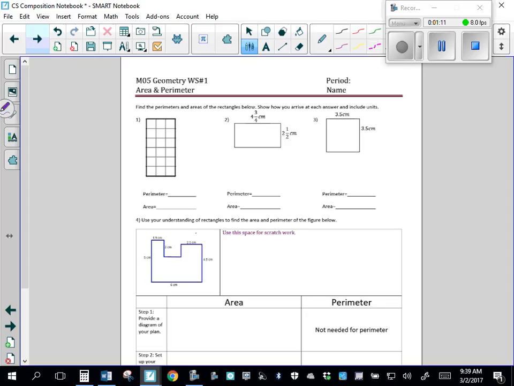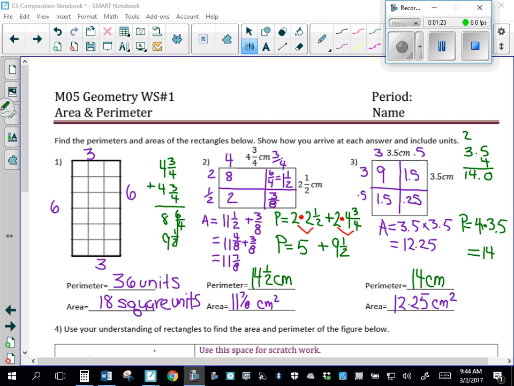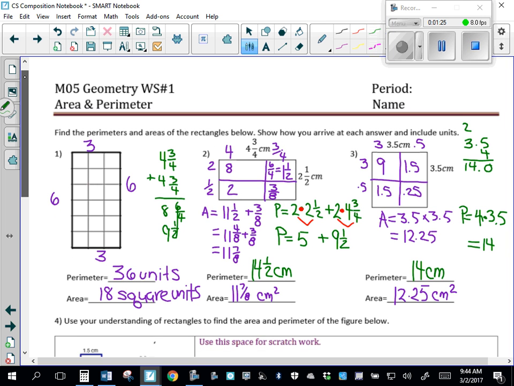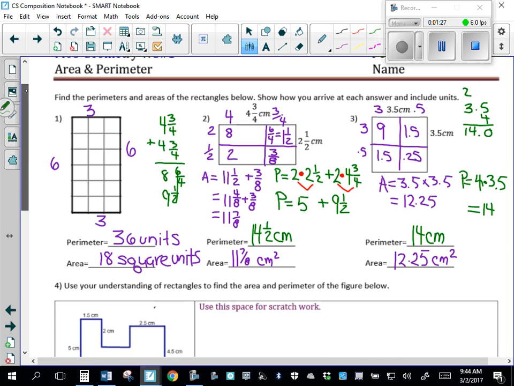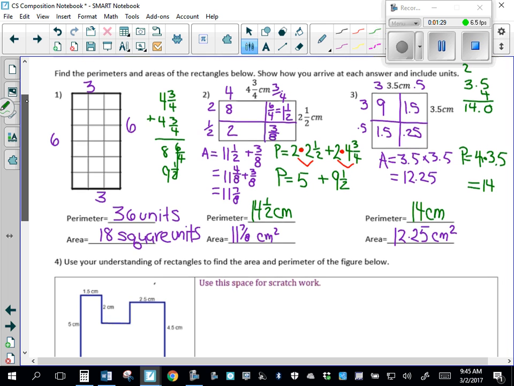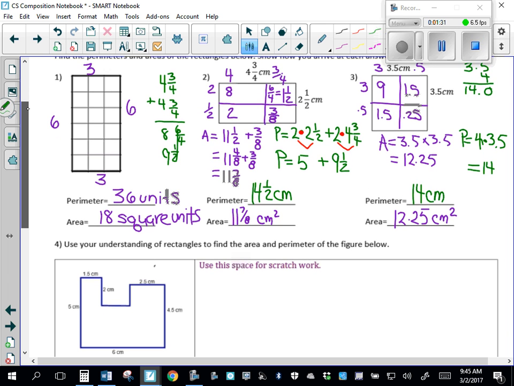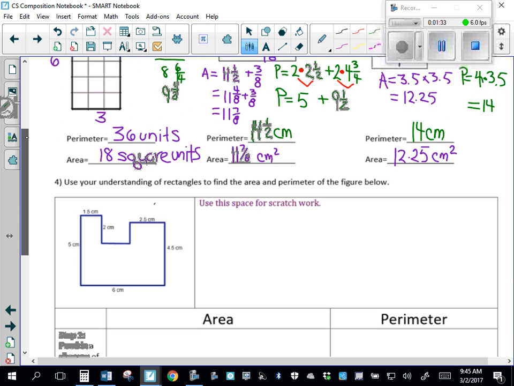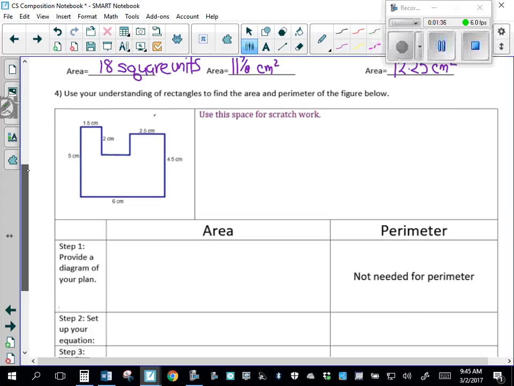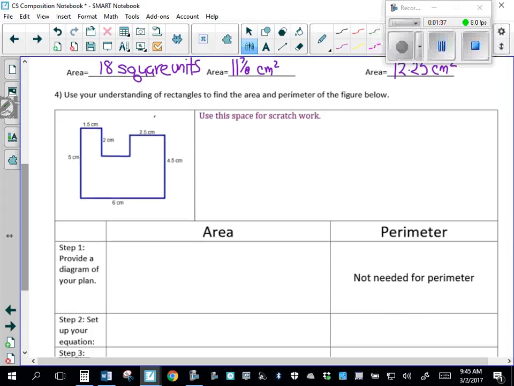So rather than go through all the steps on problems 1, 2, and 3, I'm going to pause that and just put the answers in, and we're going to focus on problems 4, 5, 6, and 7. Okay, so we're going to focus on problem 4, and if you need to look at problems 1, 2, and 3, you can pause and look at those.